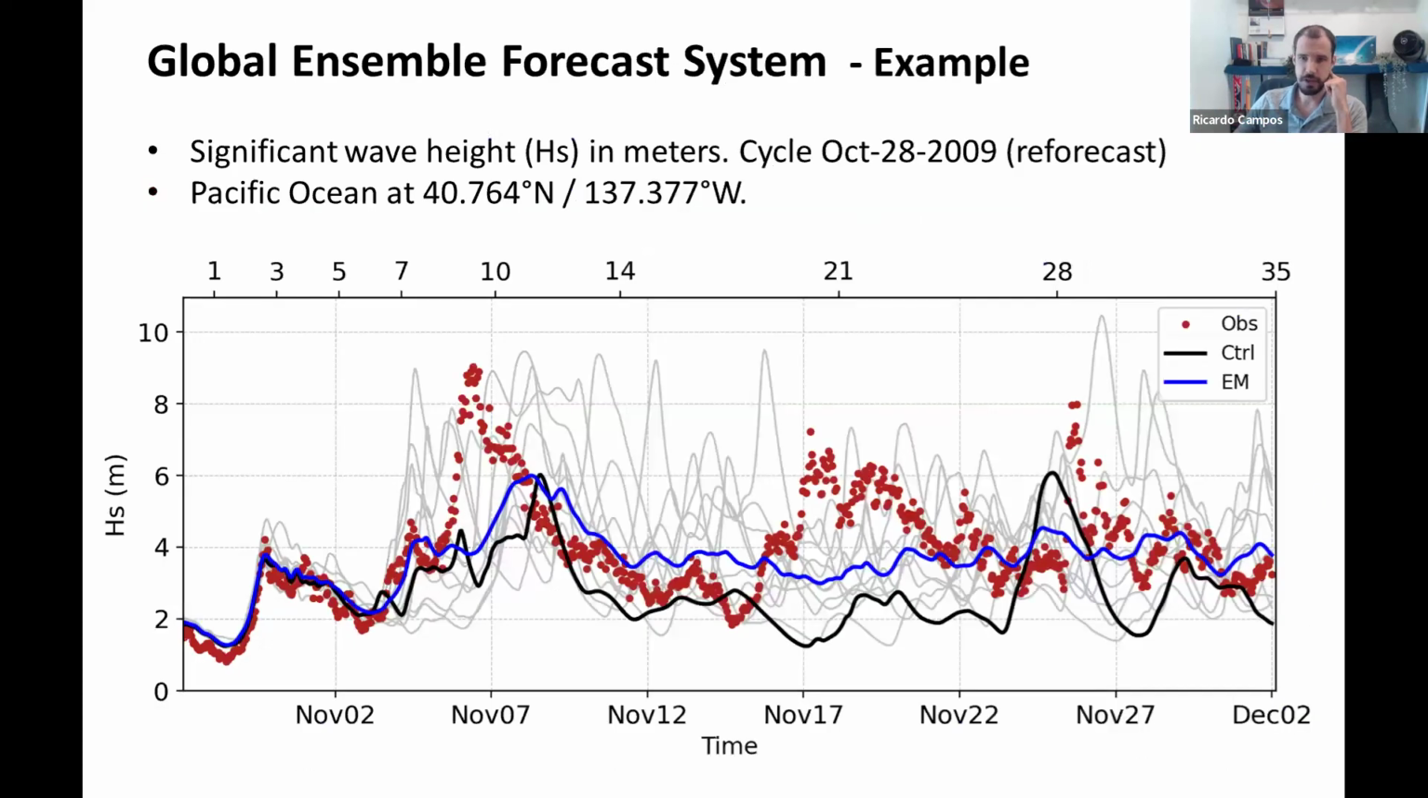And this is an illustration of that, right? So far I showed some metrics and results over 20 years. This is an example of a storm in the Pacific Ocean. The top axis is showing the forecast lead time, 1 day up to 35 days. Red, we have the observations of HS, 9 meters in the peak of the storm for 1 cycle only. And then blue, the ensemble mean, and black, the control member.